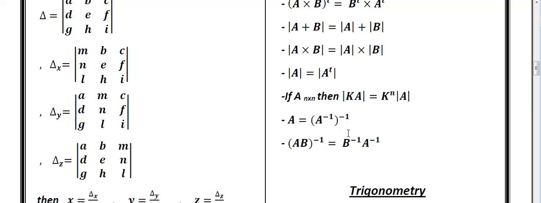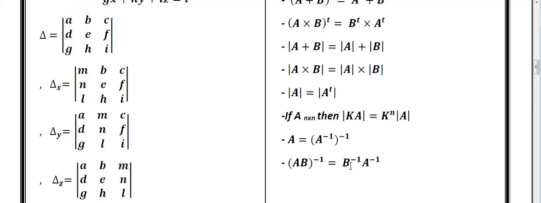And we can write A equals A to the power -1, all to the power -1, since negative times negative equals positive, the result will be A. And A plus B, all to the power -1, equals what? B to the power -1 multiplied by A to the power -1, like the transpose rule here, where to find the transpose of A and B you write B transpose multiplied by A transpose. And A product B, all to the power -1, equals B to the power -1 multiplied by A to the power -1.